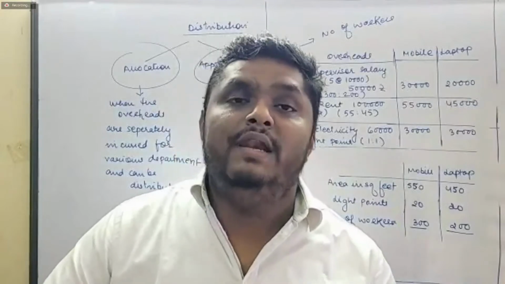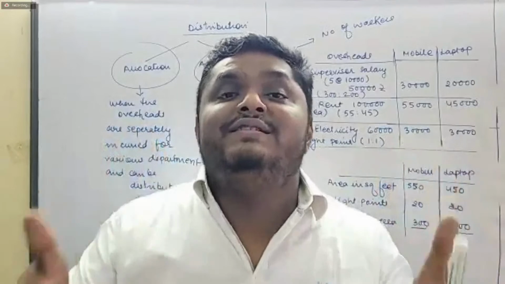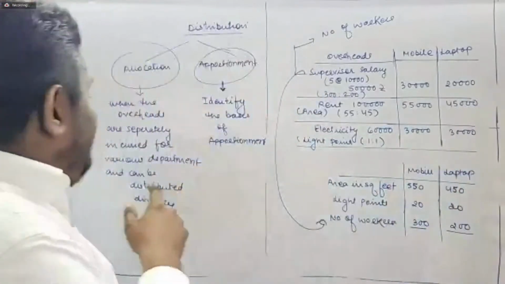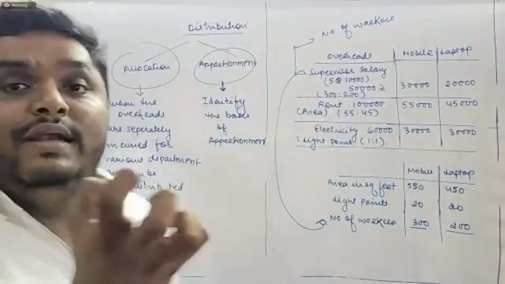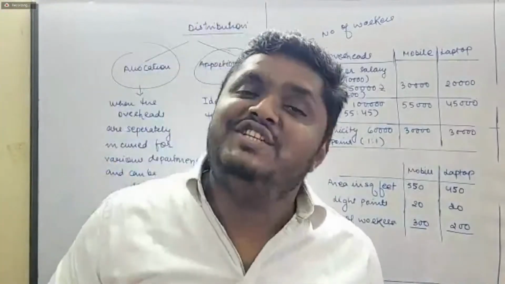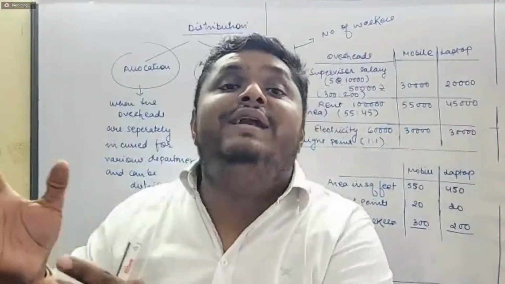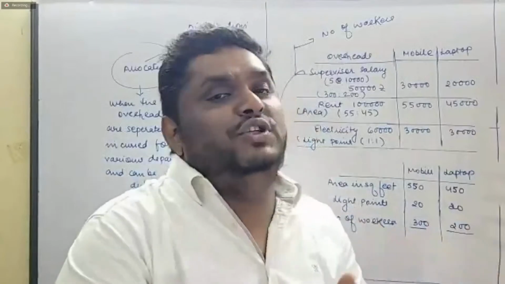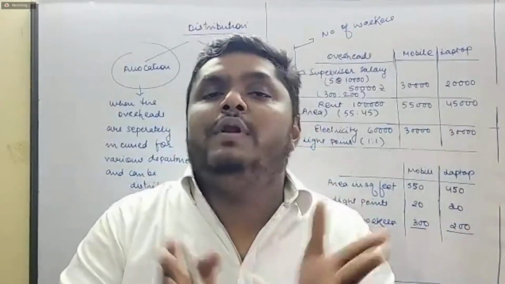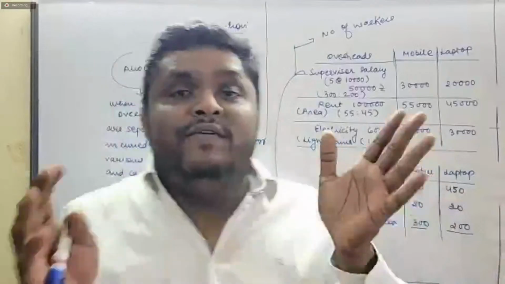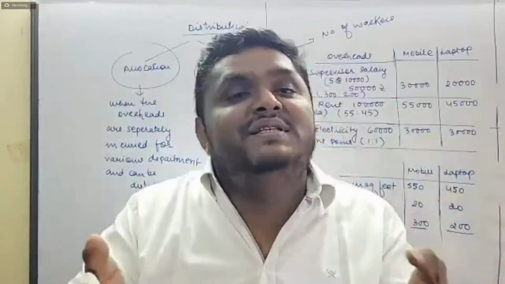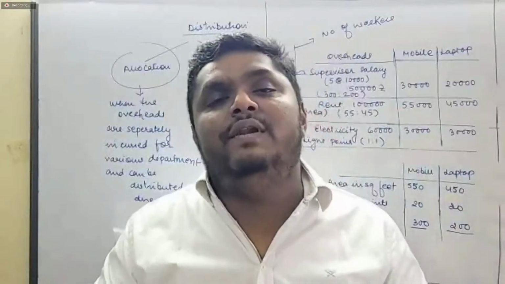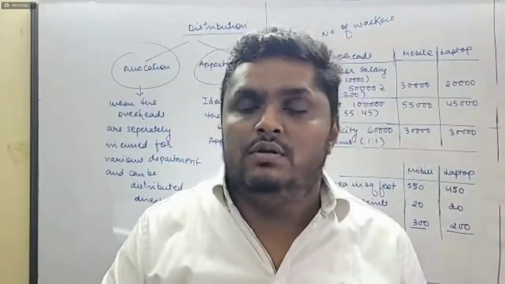So conclusive line: when the overheads are incurred separately for each department and can be distributed directly, it is allocation. But if we cannot allocate, then we will proceed for apportionment. How to apportion the overhead? Very simple, guys. We have to identify the basis on which to apportion, and then in whatever ratio is given, we will distribute it in that proportion.